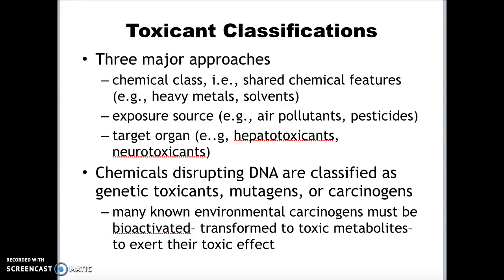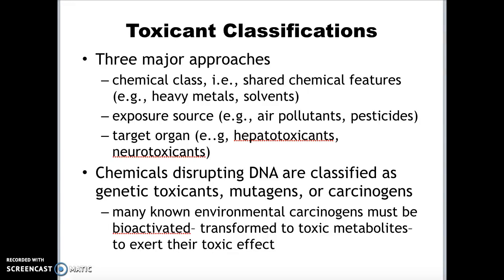And then what I find the most useful is to evaluate chemicals based on target organ. And these can be things that target the liver, which are hepatotoxins or toxicants, or things that target the nervous system, which are neurotoxicants. And then you also consider chemicals in grouping them in terms of their biological effect being cancer or non-cancer. Chemicals that disrupt DNA and can cause cancer are called carcinogens or mutagens or genetic toxicants.